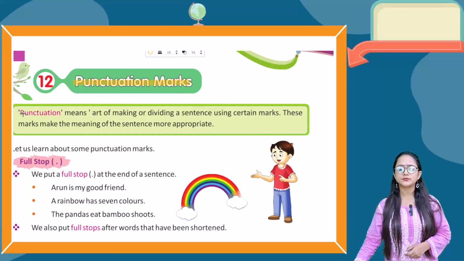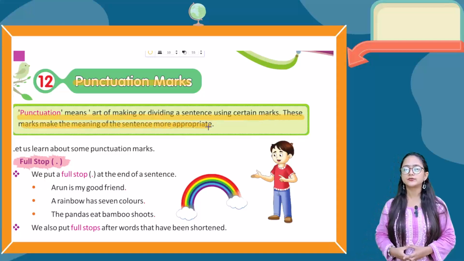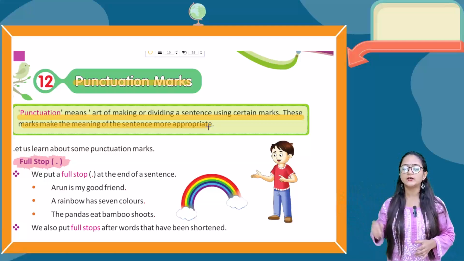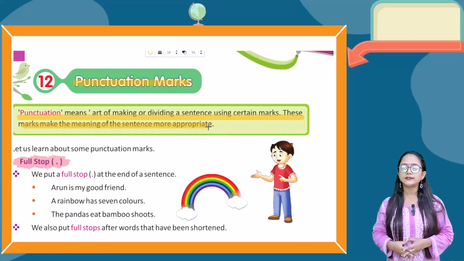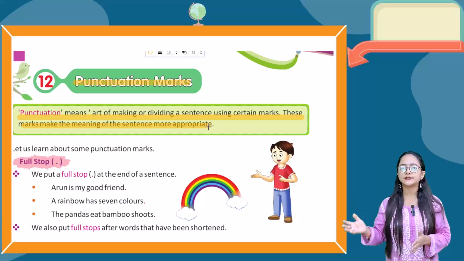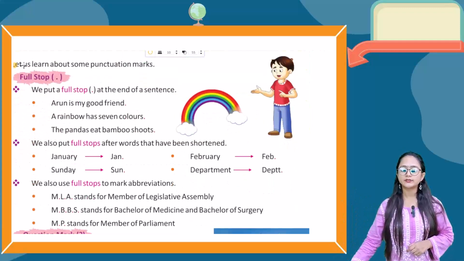What is punctuation? Punctuation means the art of marking or dividing a sentence using certain marks. These marks make the meaning of the sentence more appropriate. So basically punctuation is the art of dividing the sentence by using certain kinds of marks, and these marks make the meaning of the sentence the most appropriate one. Now let us learn about some punctuation marks.